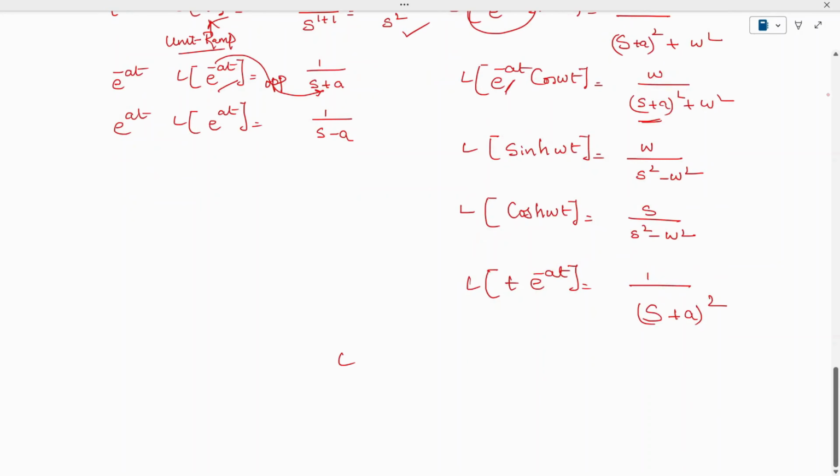Similarly, Laplace of 1 minus e to the power minus at, we can write down as Laplace of 1 minus Laplace of e to the power minus at. Laplace of 1 we can write down as 1 by s. Laplace of e to the power minus at we can write down as 1 by s plus a. This is how to write down the Laplace.